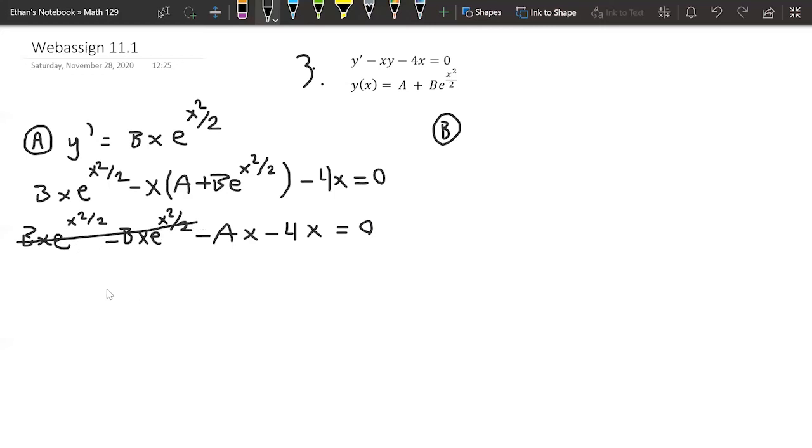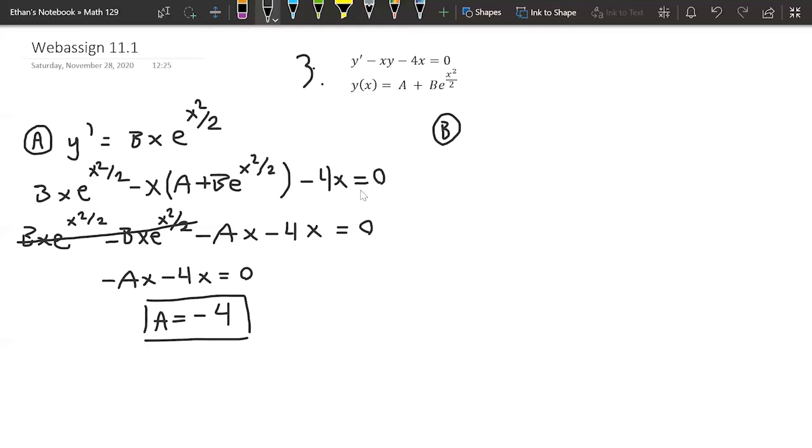And we're going to be left with negative ax minus 4x equals 0. And then when we solve for a, cancel out those x's, we're going to get that a is equal to negative 4, which is our answer to part A of this question.